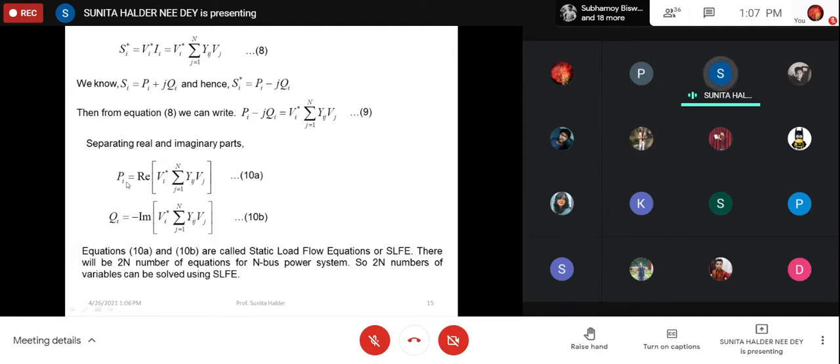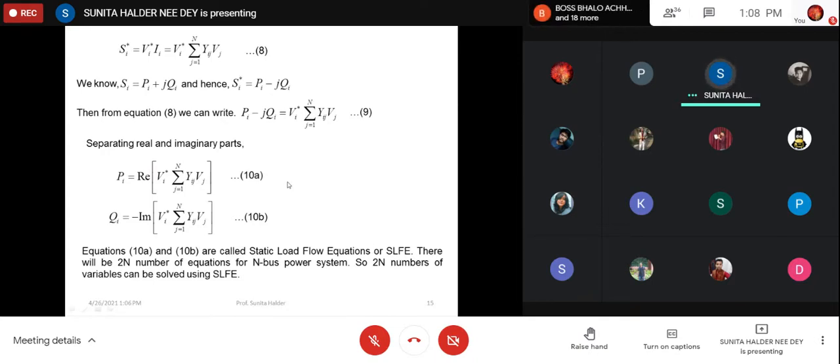If the powers are known, obviously generally in a generator bus or load bus, powers are specified, so we can calculate the bus voltages. Because in a load flow study, we have to calculate the bus voltages at load points. So these equations will be useful for that. That's why equations 10a and 10b are called static load flow equations.